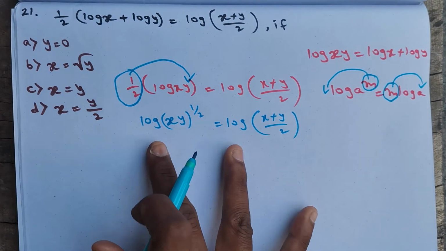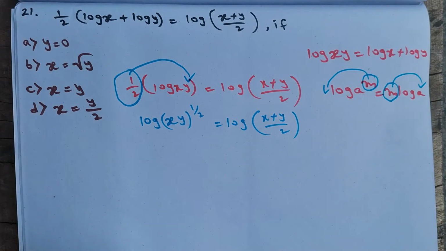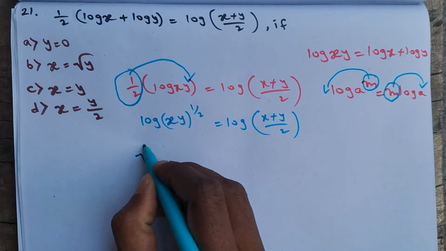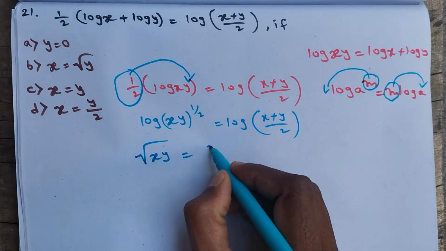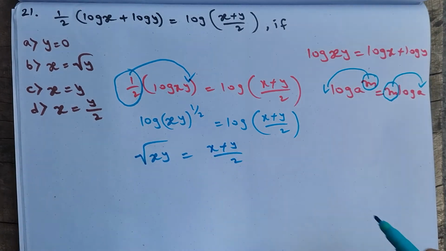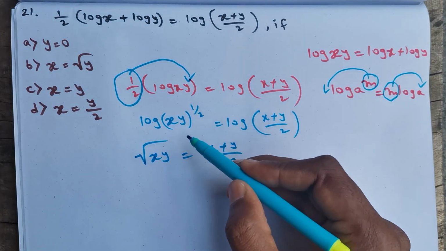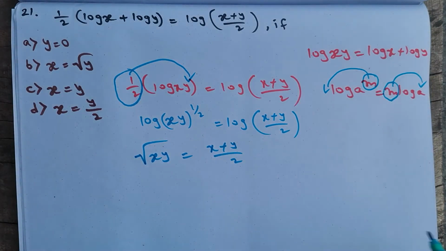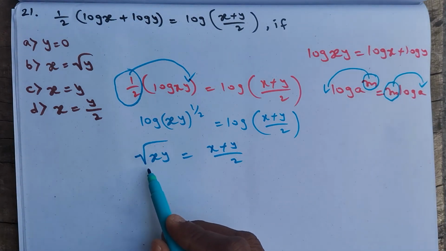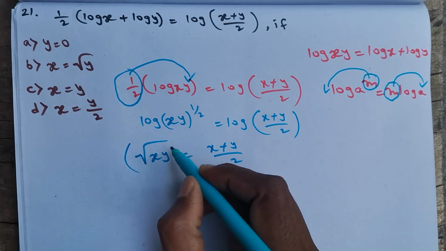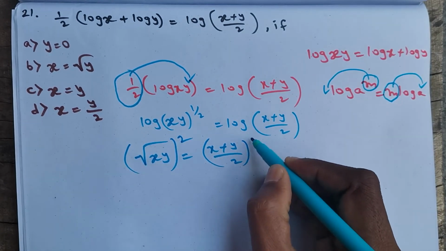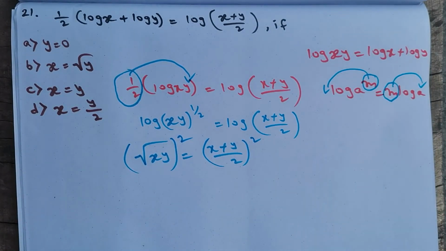So now by comparison, here log and here log I will remove. So we will get root xy is equal to (x plus y) by 2. Power 1 by 2 is nothing but root. Now here I will try to remove this square root. To remove that square root, I will do squaring on both sides. Then here square root and square both will get cancelled.